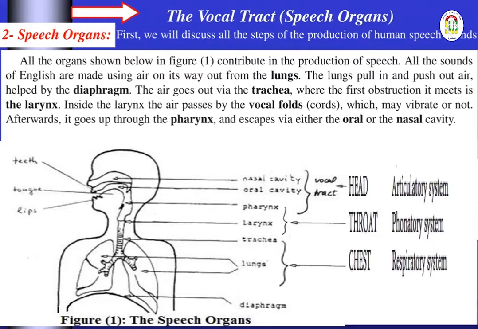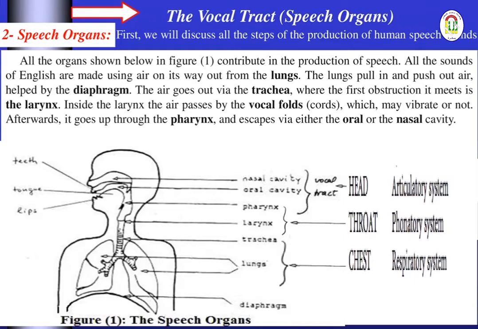What are the speech organs of human beings? First, we will discuss all the steps of the production of human speech sounds. All the organs shown below in figure number 1 contribute to the production of speech. All the sounds of English are made using the airstream on its way out from the lungs. The lungs pull in and push out air, helped by the diaphragm. The air goes out via the trachea, where the first obstruction it meets is the larynx.